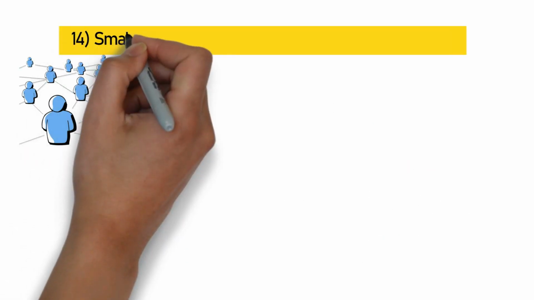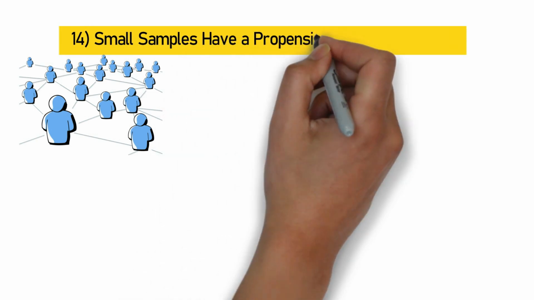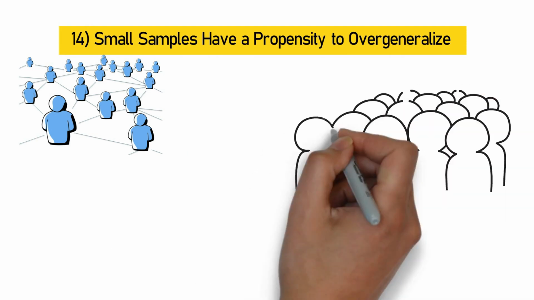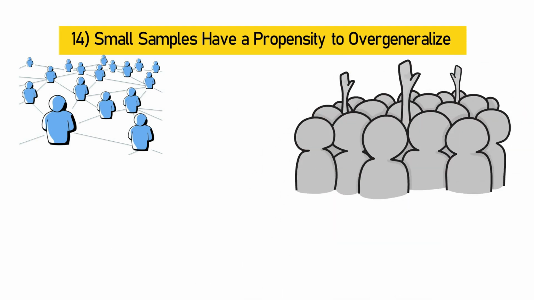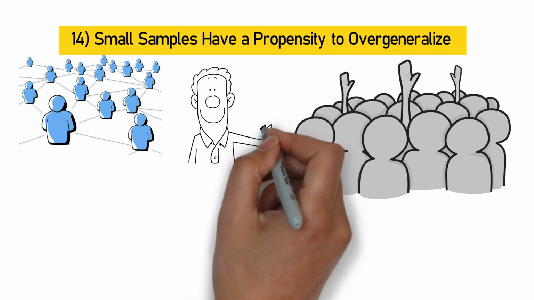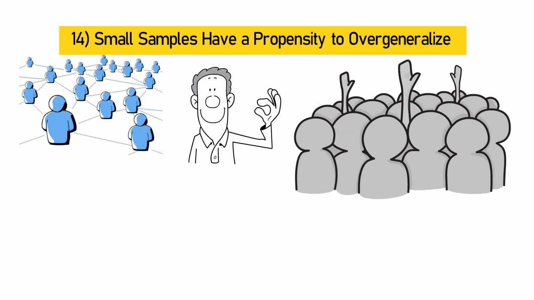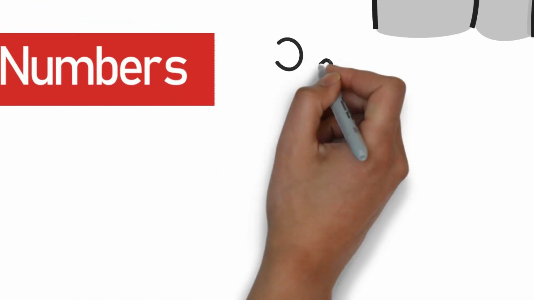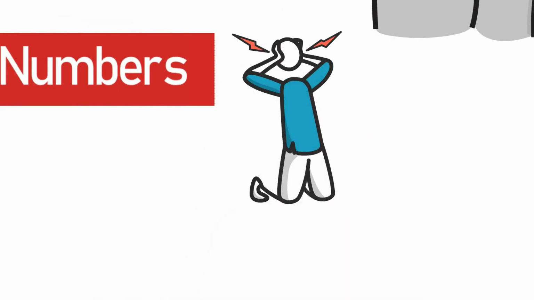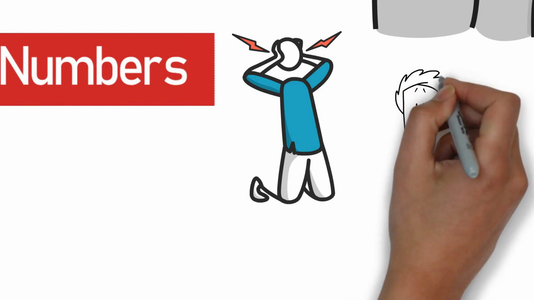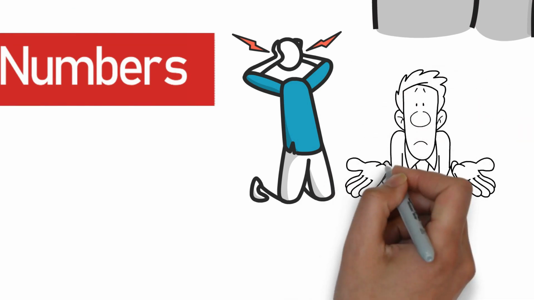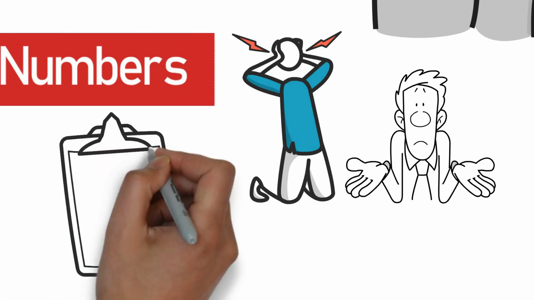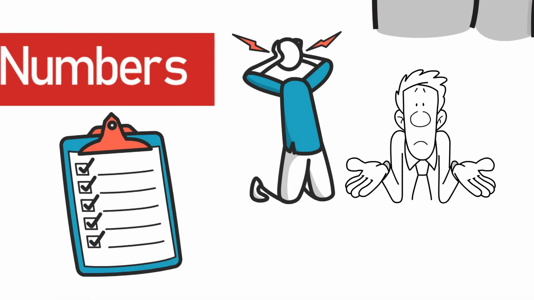Number 14, small samples have a propensity to overgeneralize. Humans need to generalize because we don't need to see every instance to understand the general rule, which is advantageous to us. However, when we forget about the law of large numbers and act as if it doesn't exist, we make a subset of errors. Even if we don't have a statistically sound basis for the conclusion, we tend to take a small number of cases and create a general category.